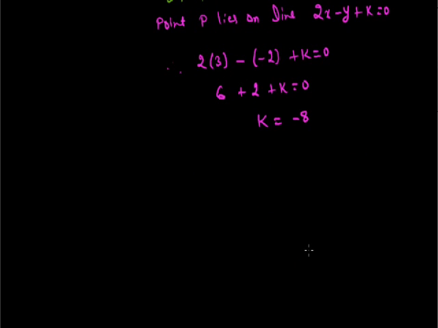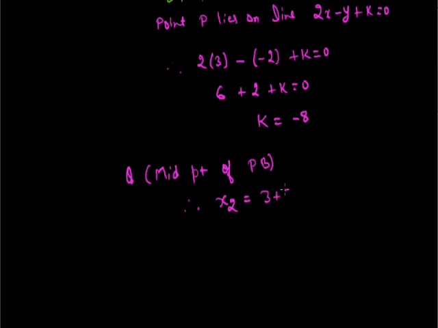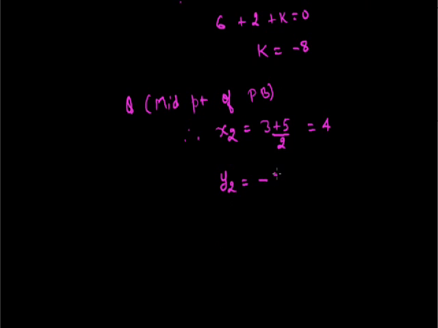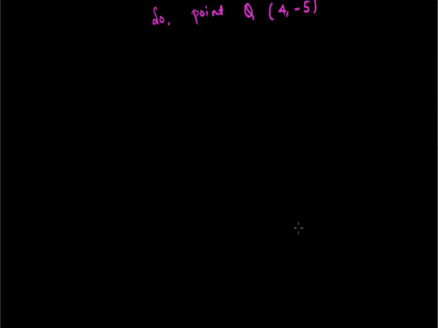Now we have to find also the coordinates of point Q. Q is the midpoint of PB. Therefore x2 is equal to (3 plus 5) upon 2, equal to 4, and y2 is equal to (minus 2 minus 8) upon 2, equal to minus 5. So point Q is (4, -5). So we found k equal to minus 8, P is (3, -2) and Q is (4, -5).